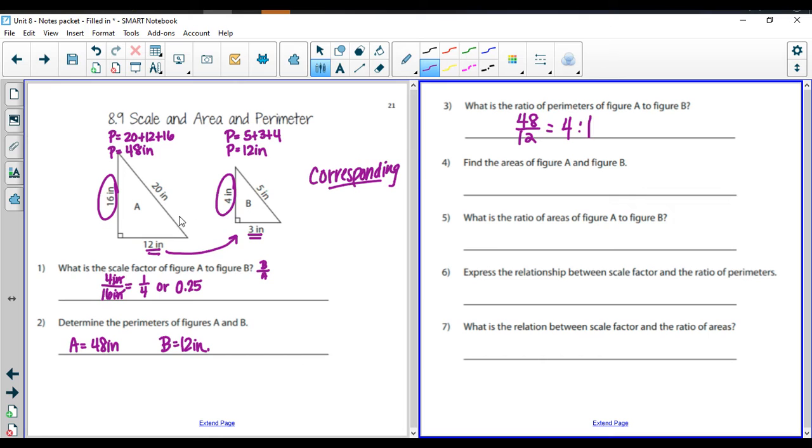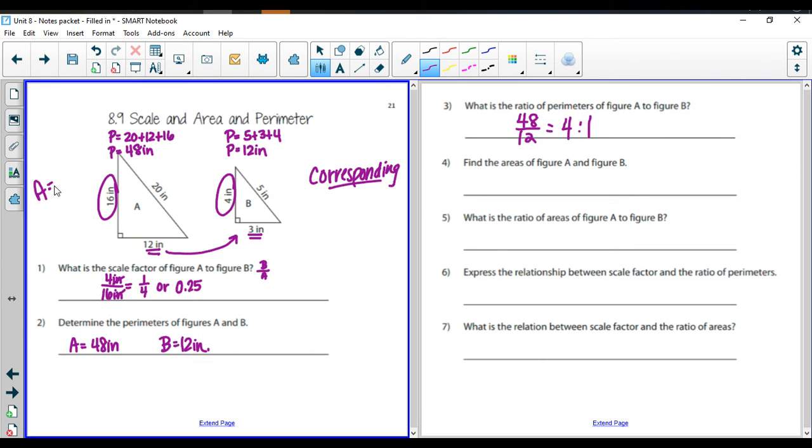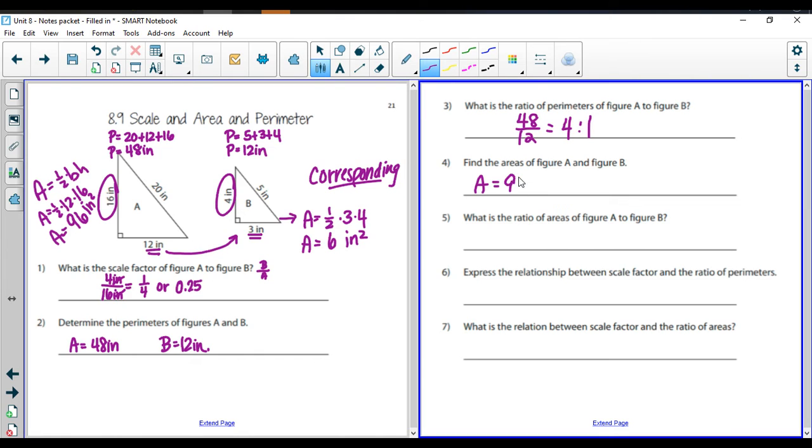Find the areas of figure A and B. So if I look at A, and I'm talking about area, it's a triangle. So it's 1/2 times base times height. So I'm going to do 1/2 times 12 times 16. So that's going to give me a total of 96 for this area, inches squared. And for figure B, area is going to be equal to 1/2 times the base of 3 times the height of 4, which is going to be 6 square inches. So A is 96 and B is going to be 6.